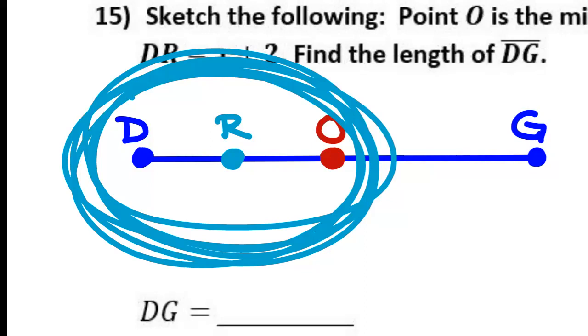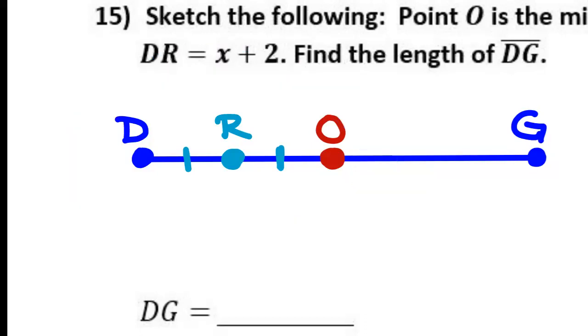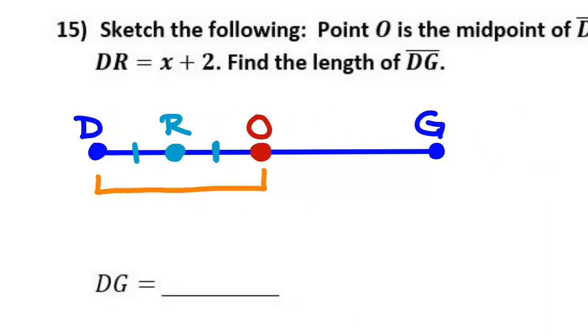Since R is the midpoint of DO, that means that DR and RO are congruent. DO is being cut in half by point R. Since O is the midpoint of DG, that means that these two segments are also the same size. DO and OG are the same size.